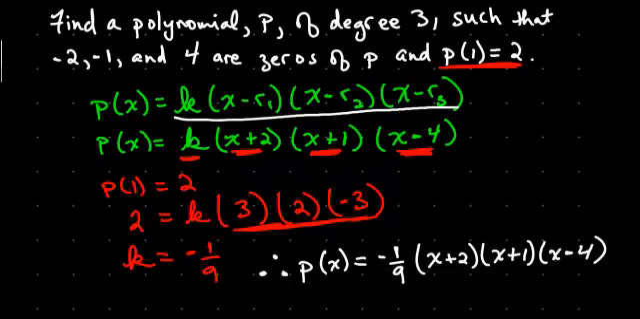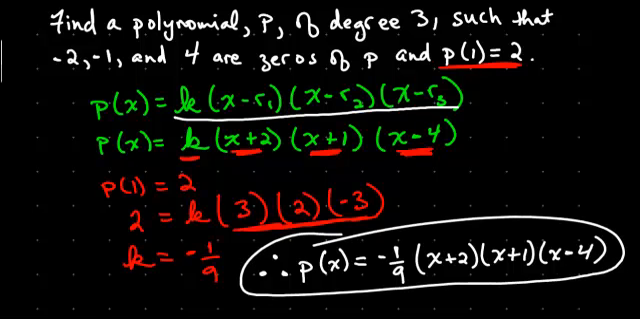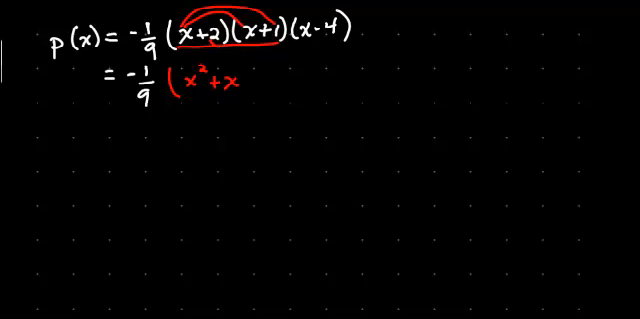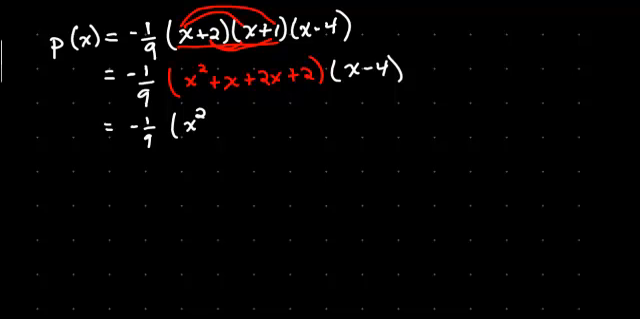Okay, now just for fun, let's multiply all that out and see what this is going to be once we expand it. So p of x equals negative 1/9, and the first thing I'm going to do is multiply these two. x goes to x, gives me x squared. x goes to 1, gives me plus x. Now 2 goes to x, gives me plus 2x. And 2 goes to 1, so that gives me plus 2. And we still have the times x minus 4 out here. Is there any simplifying I can do in there? Yes, this equals negative 1/9 times x squared plus 3x plus 2, times x minus 4.